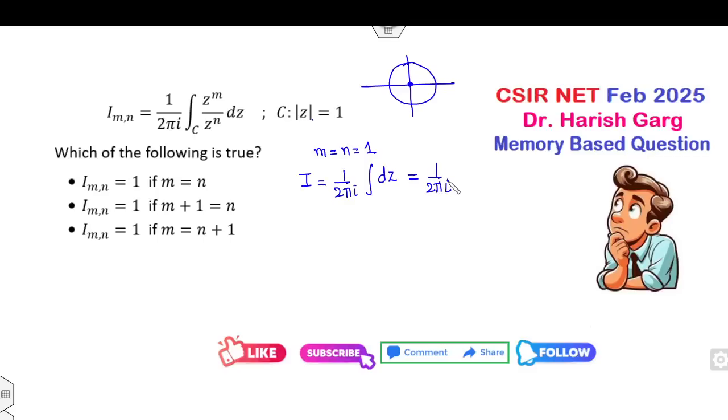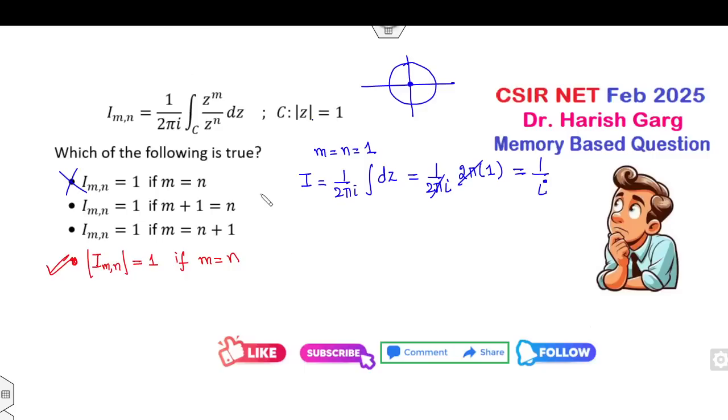What is the circle circumference? 2 pi r, r is my 1. So it will be cancelled. Answer is 1 over iota. But it is not 1. Fine. So that option will be cancelled. But remember, because it's a memory based question, if I say I(m, n) is 1 if m is equal to n, then clearly if you take the absolute value, it will be 1. So in that case, this part will be the right answer. But right now I have not received whether it's a modulus or not.